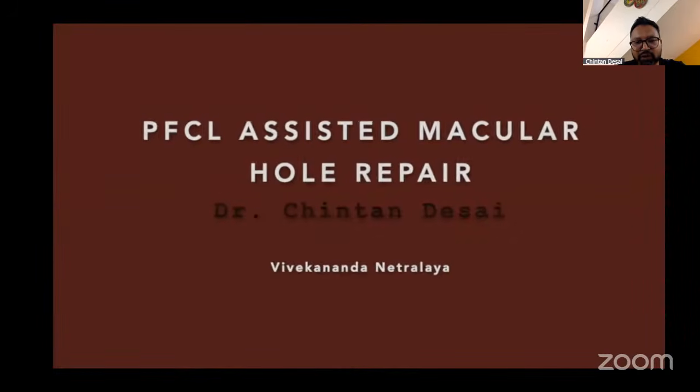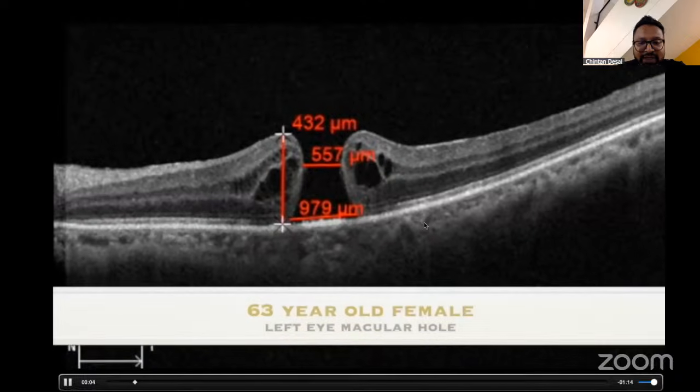So this is the technique which we have been following since 2020 now.